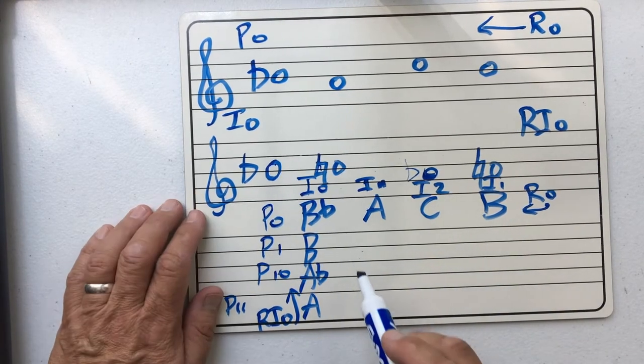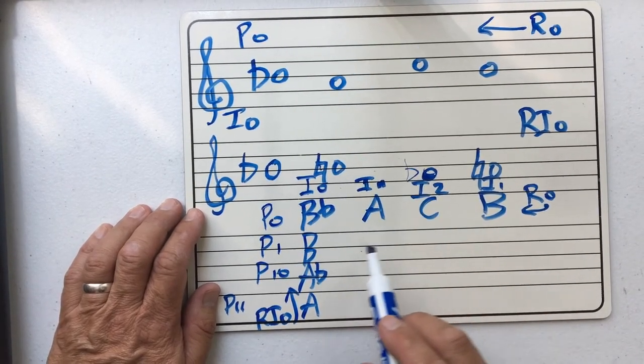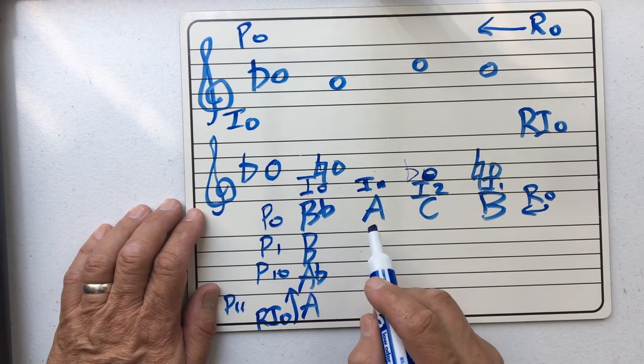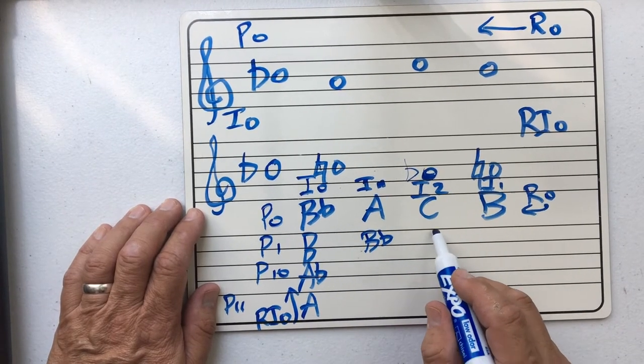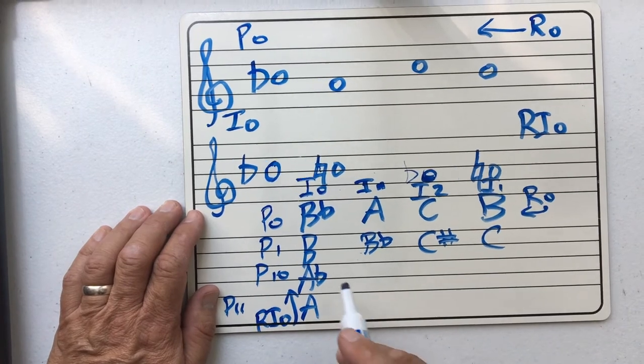It doesn't matter. P1, that means every single one of these notes is going to be transposed up by one semitone. So I could go, okay, one semitone up from A, that would be B flat. One semitone up from C is C sharp. One semitone up from B is C natural.